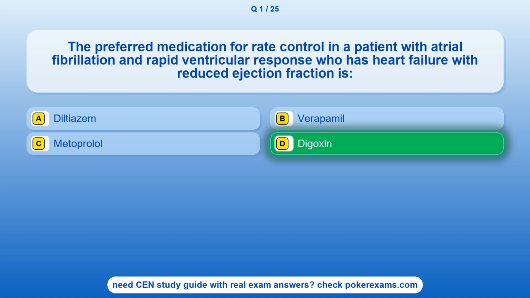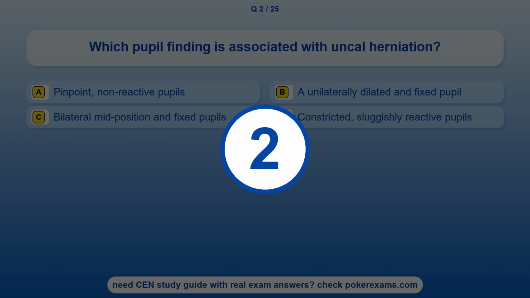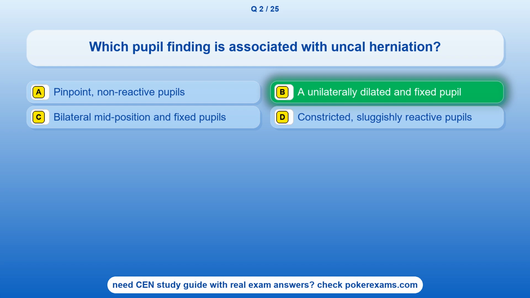Digoxin. Question 2. Which pupil finding is associated with uncal herniation? Option A. Pinpoint, non-reactive pupils. Option B. A unilaterally dilated and fixed pupil. Option C. Bilateral mid-position and fixed pupils. Option D. Constricted, sluggishly reactive pupils. The correct answer is option B. A unilaterally dilated and fixed pupil.